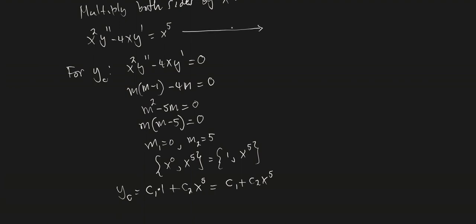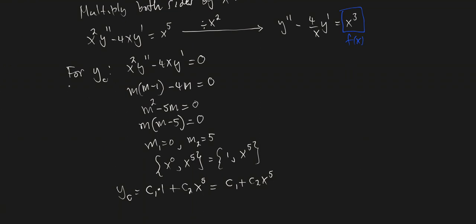So now if I go back and divide through by x squared, then I'll have y double prime minus 4 over x y prime equal to x cubed. Again, for one part of the process we multiplied through by x, and now we have to divide through by x squared just to facilitate the different steps in our process. So that means this is my f of x.